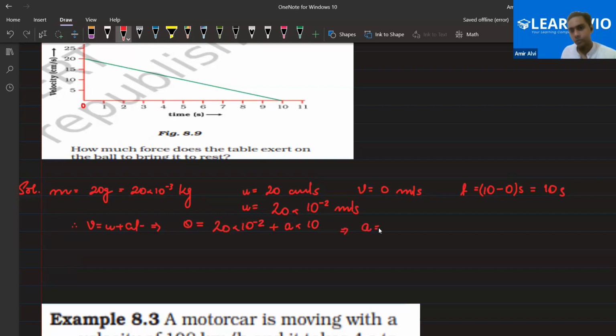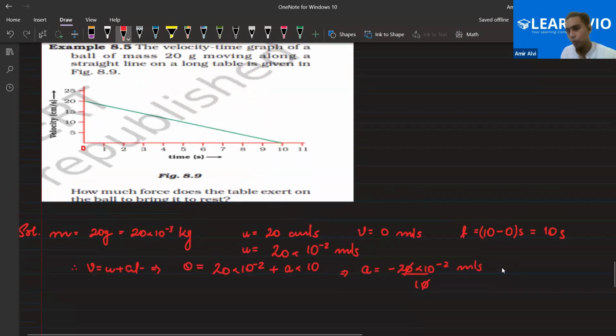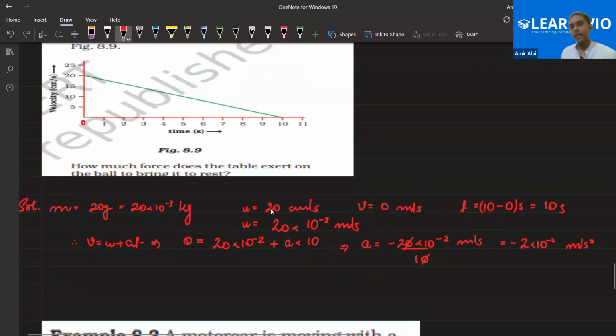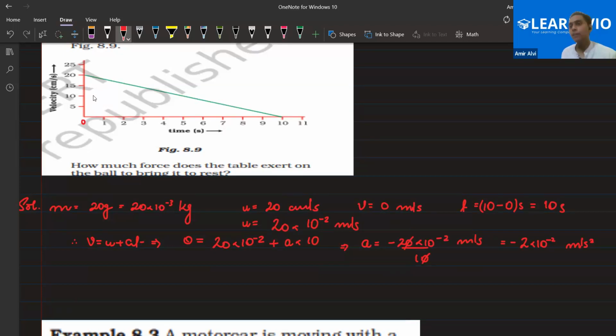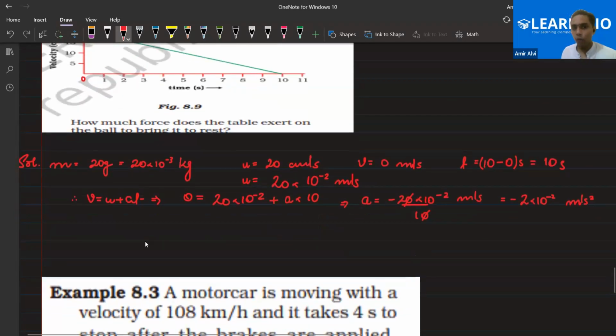So a will be equal to negative of 20 into 10 to the power minus 2 divided by 10 meter per second. So 0 will cancel this 0. It is coming out to be negative acceleration of 2 into 10 to the power minus 2 meter per second squared. Obviously, if the object has some initial velocity and after some time it comes to rest, it means that a negative acceleration is applied on the object, ball or any kind of thing, right? Clear, everyone?